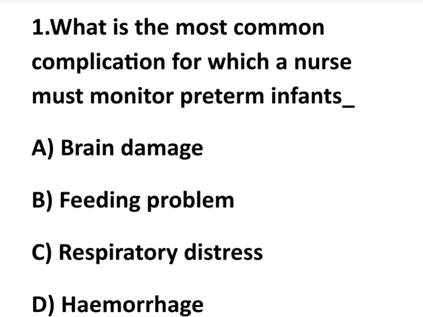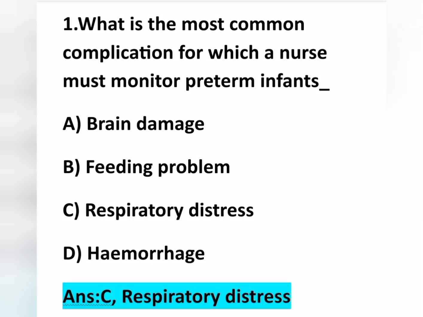The options are: option A, brain damage; option B, feeding problem; option C, respiratory distress; option D, hemorrhage. Here the question is: which is the most common complication that can occur for a preterm infant? The correct answer is option C, respiratory distress. Preterm infants have immature lungs and also an immature immune system, so the common complication that can occur is respiratory distress.